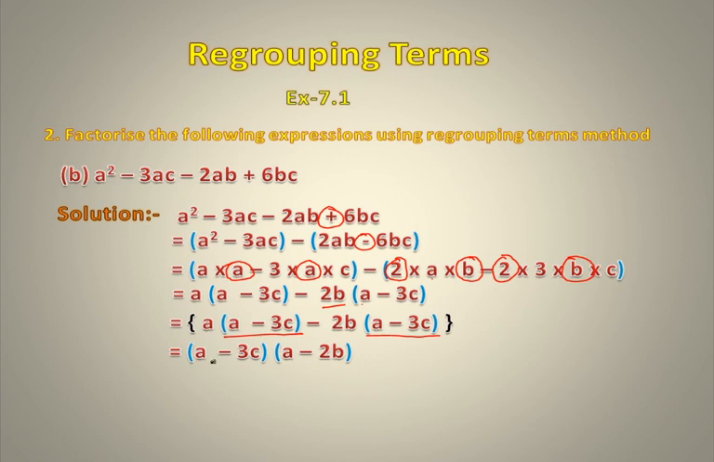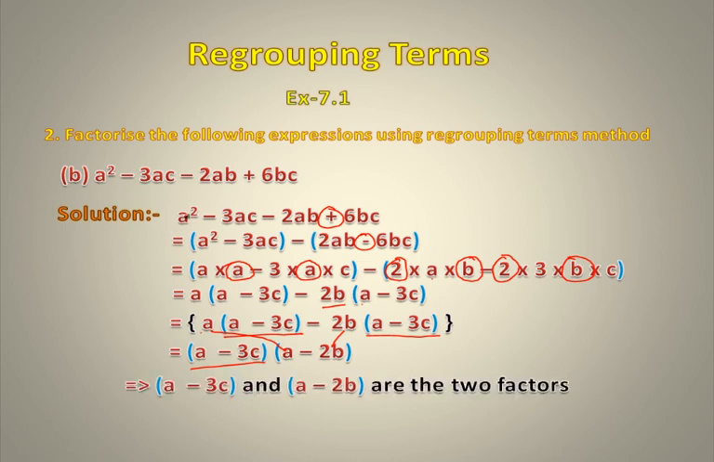When we take it out, we can write a minus 3c here. What is left in this whole bracket is a and 2b, so we can write a minus 2b in the second bracket. In this way, a minus 3c and a minus 2b become the two factors of the expression a square minus 3ac minus 2ab plus 6bc. So that means our a minus 3c and a minus 2b are the two factors. This way we have done our factorization.